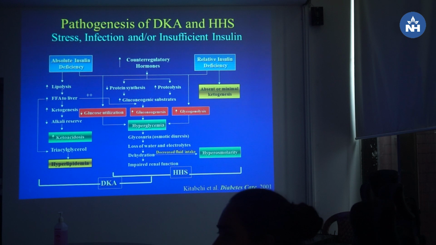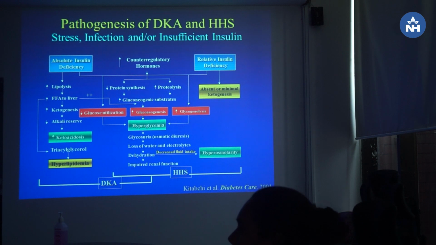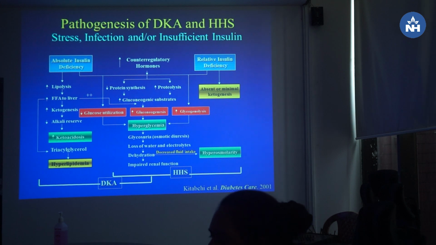Due to decreased glucose utilization, the body tries to compensate for the energy by lipolysis, which will lead to an increase in the fatty acids in the liver, which will ultimately contribute to the formation of ketone bodies. Due to the increase in the counter-regulatory hormones, there will be increased protein breakdown, and these will ultimately lead to the formation of gluconeogenic substrates, which will increase gluconeogenesis and glycogenolysis, and this will contribute to hyperglycemia.